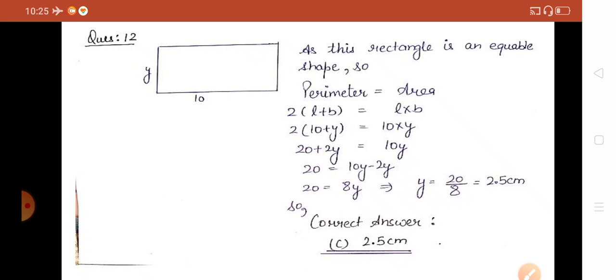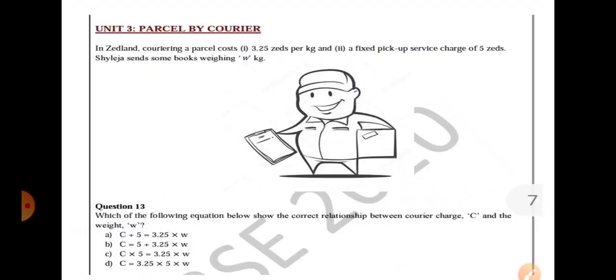Next question is question number 13, that is based upon a parcel by the courier. So in Z land, couriering a parcel costs 3.25 Zs per kg. Here Zs is the same as how we use rupees for our currency; Zs is used for expressing the currency. So 3.25 Zs per kg is the cost for couriering a parcel, and a fixed pickup service charge of 5 Zs.